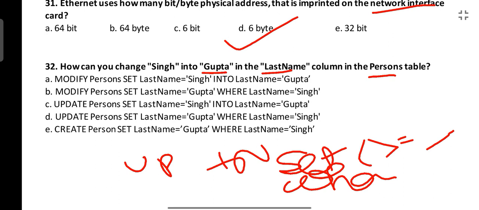So let's see what the correct option is. We have two updates, C and D. Update person says last name equals Singh into, no, into is not there, plus we have to set Gupta. So option D is update person set last name equals Gupta where last name equals Singh. This is absolutely the correct option. So the option is D.